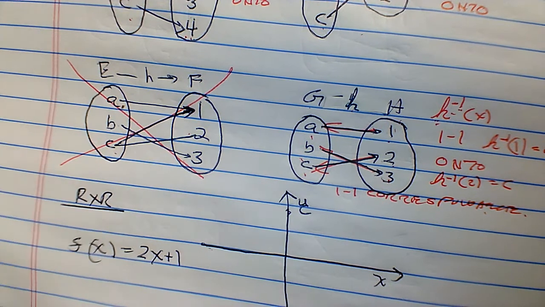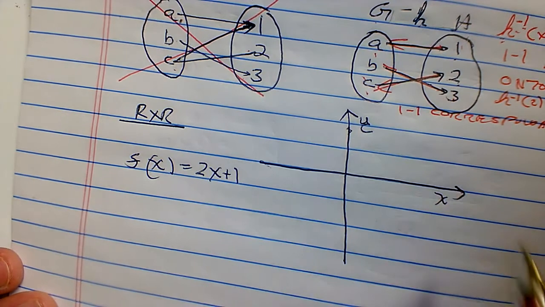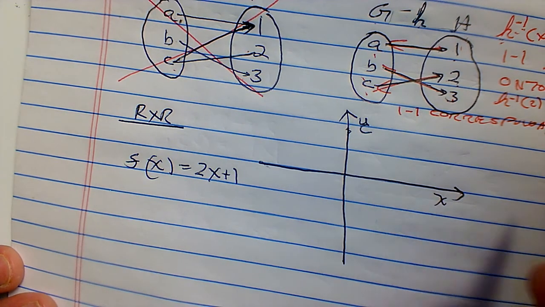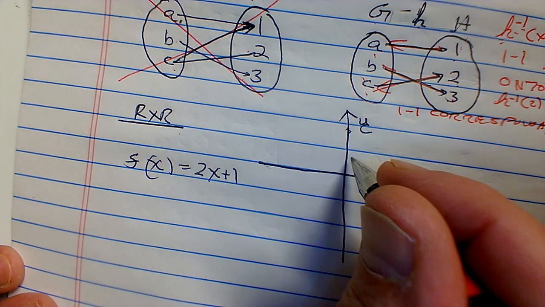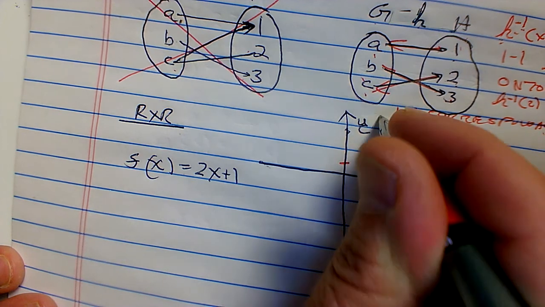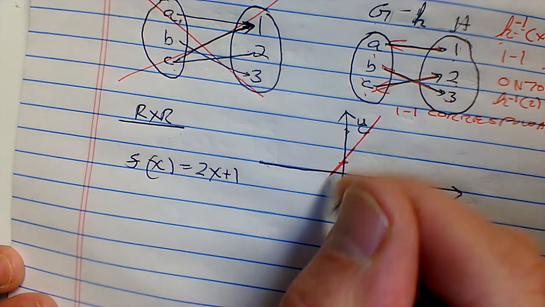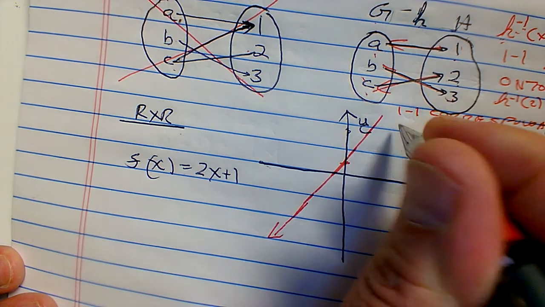Well, how about functions that are on infinite sets? Real numbers to real numbers, like f of x is equal to 2x plus 1, which is a linear function that goes through 1 and has a slope of 2. Here we go.